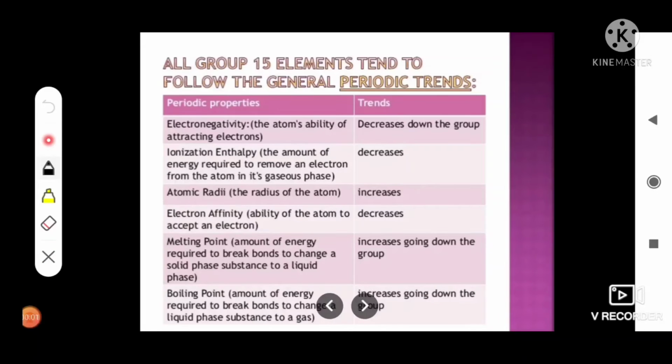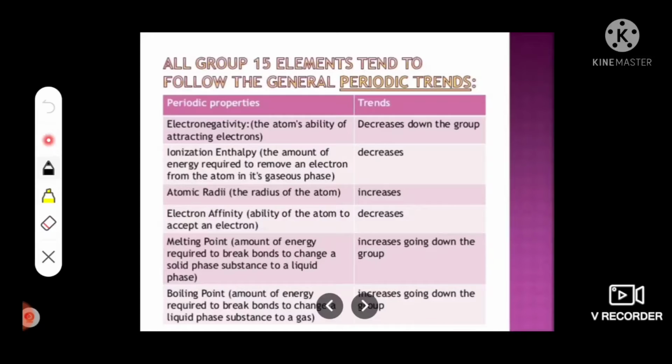Now the physical properties of the nitrogen family. The first member, nitrogen, is a gas at room temperature. The second element is phosphorus, which is a waxy solid, but on heating it changes into the vapor state. The other members of the family, that is arsenic, antimony and bismuth, are solids. They are very hard and possess metallic luster.